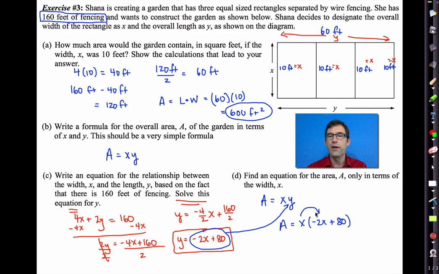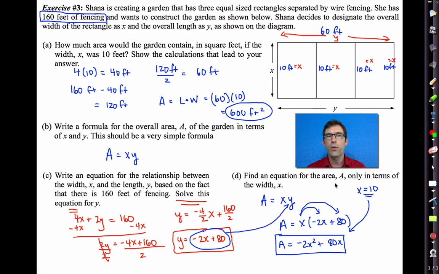And that's perfectly good. But since I'm working with quadratic models today, I'm going to actually distribute that. x times negative 2x is negative 2x squared, and 80 times x is 80 times x. And there is a beautiful equation that gives me my area if I know what x is. What's really cool is you could actually now take x equals 10 and check it in this model to see if it gave you the 600 that we got in part A. That would be a very good check. But we're going to actually move on. So pause the video now and copy down what you need to.